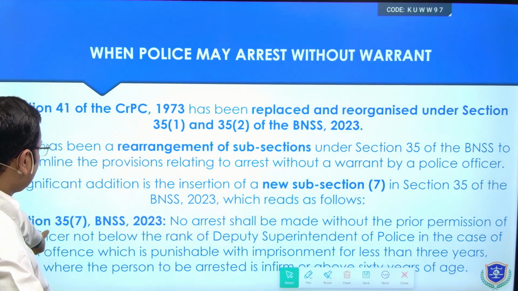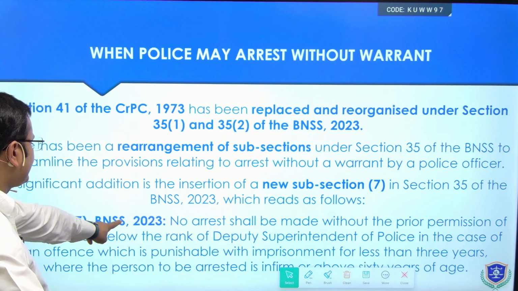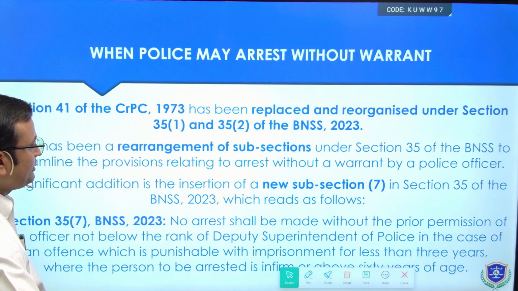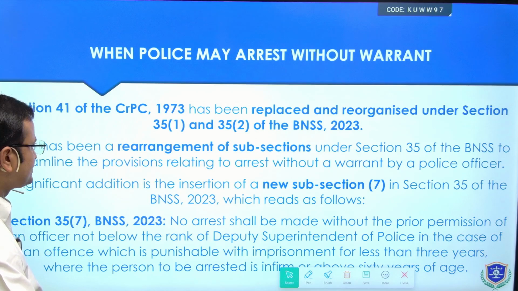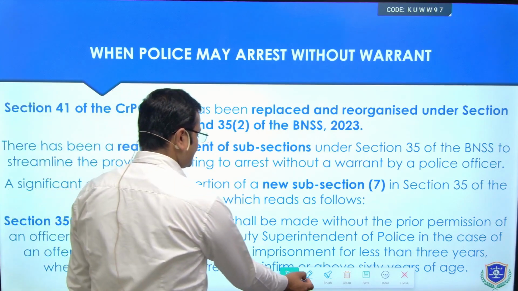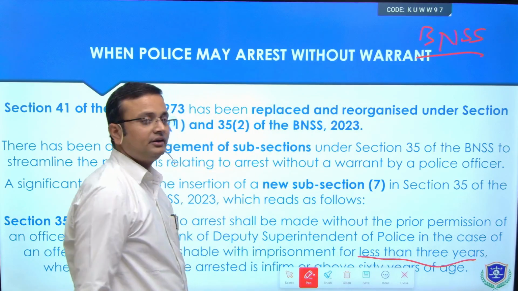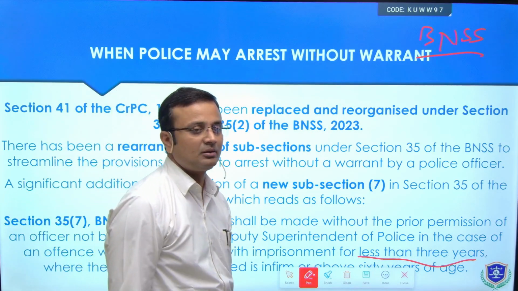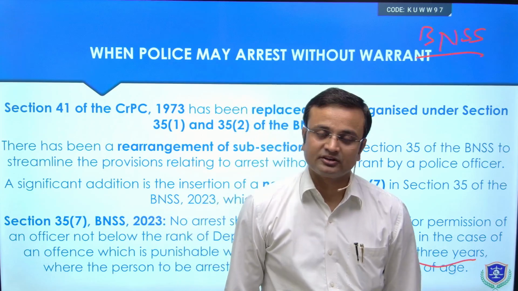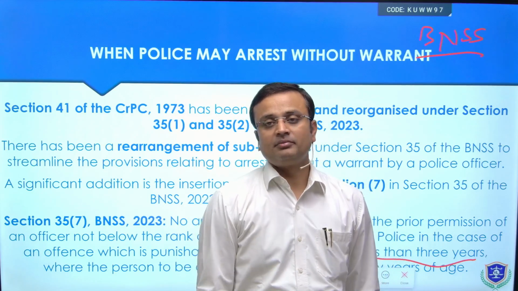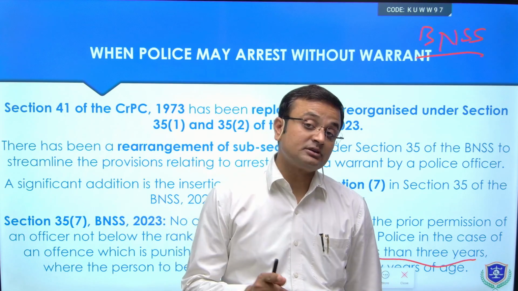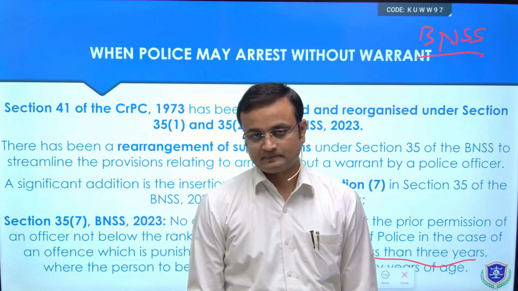that no arrest, 35 subclause 7 clearly says, no arrest shall be made without the prior permission of an officer not below the rank of Deputy Superintendent of Police in the case of an offence which is punishable with imprisonment for less than 3 years. So here it is written less than 3 years. So 35 clause 7 provides that if the offence that has been committed is punishable with less than 3 years of imprisonment, no arrest can be made without the prior permission of the Deputy Superintendent of Police.